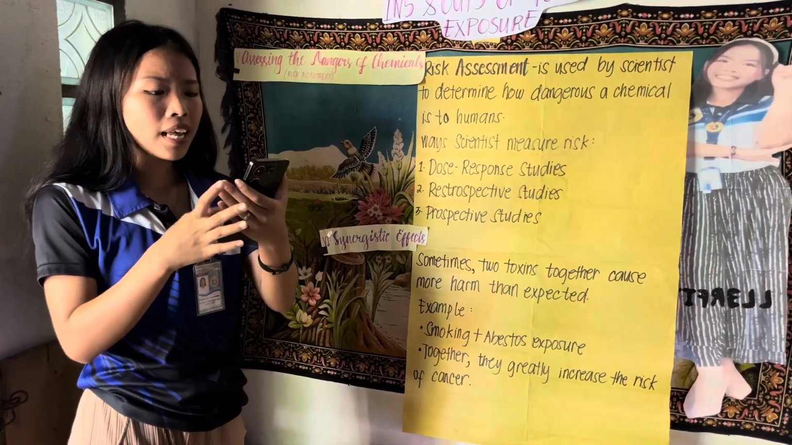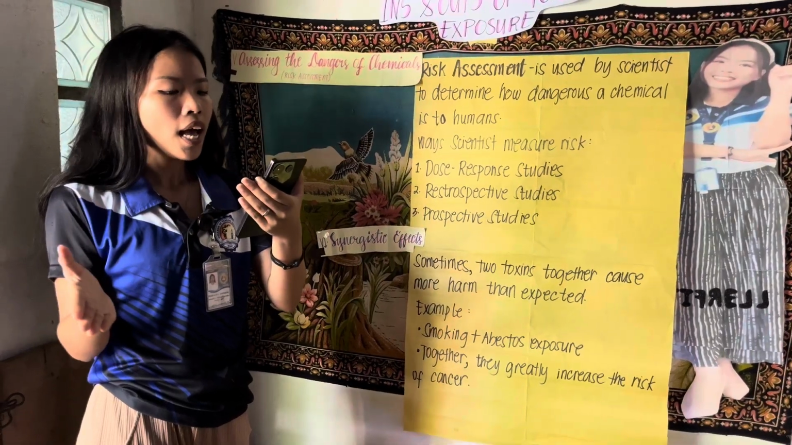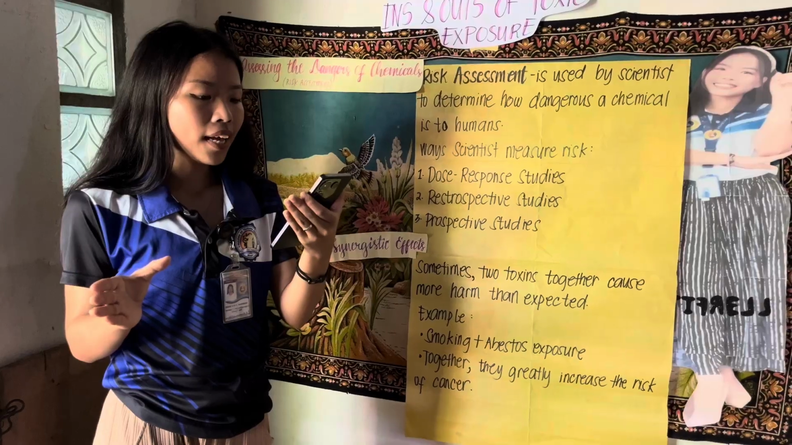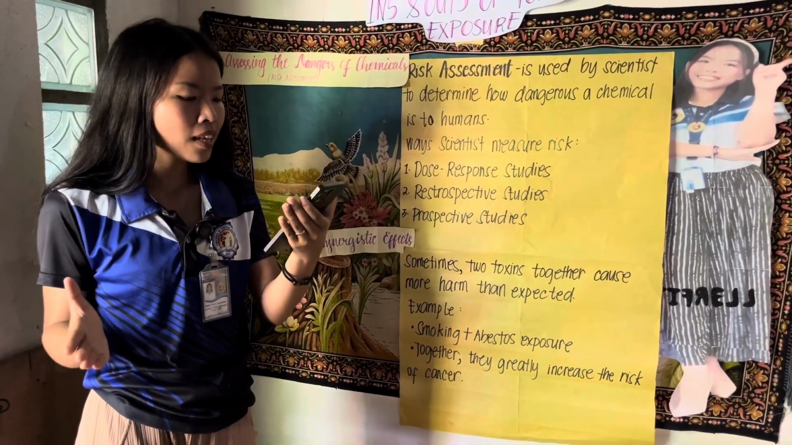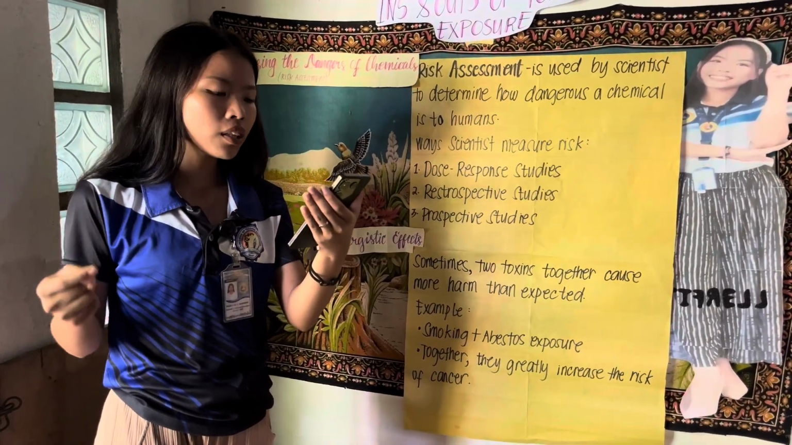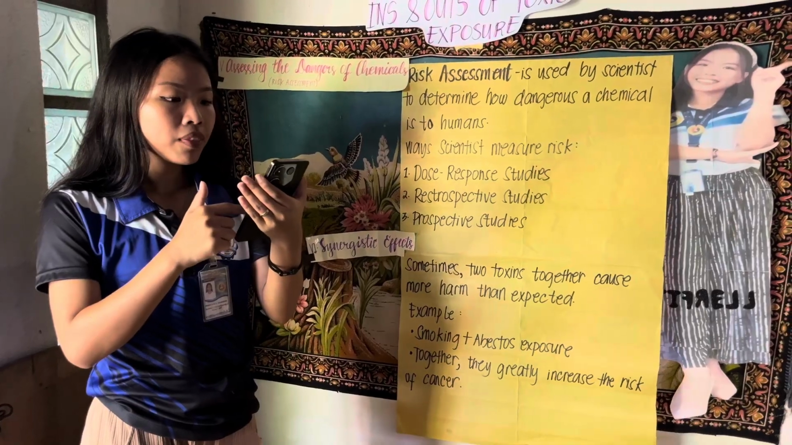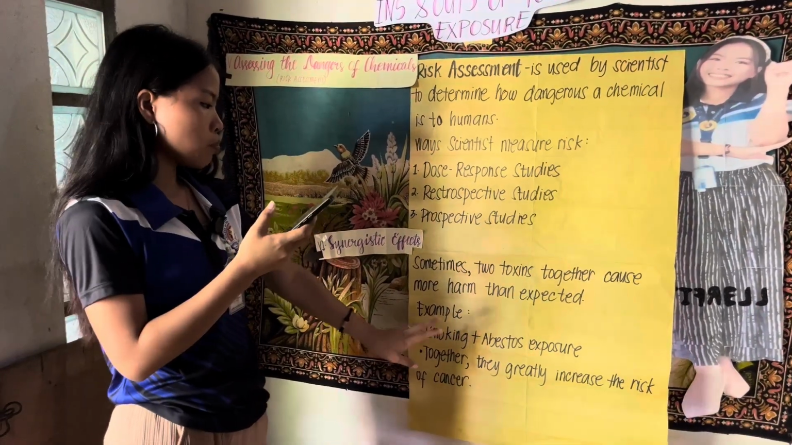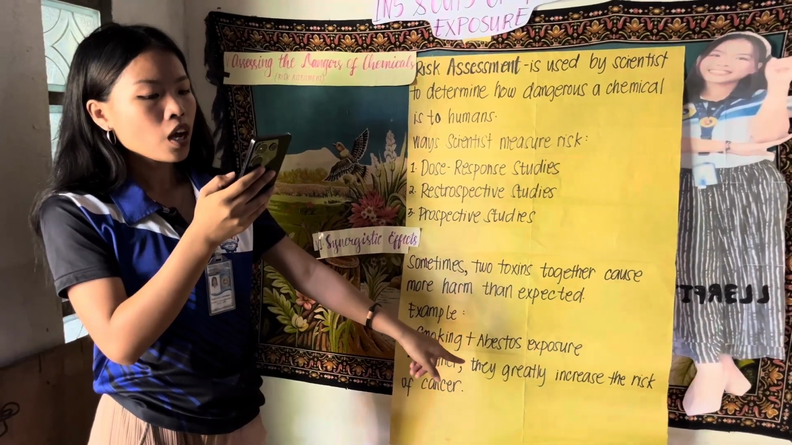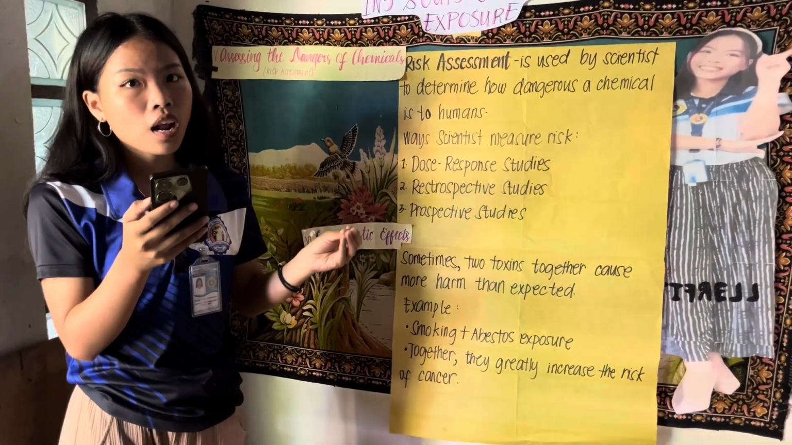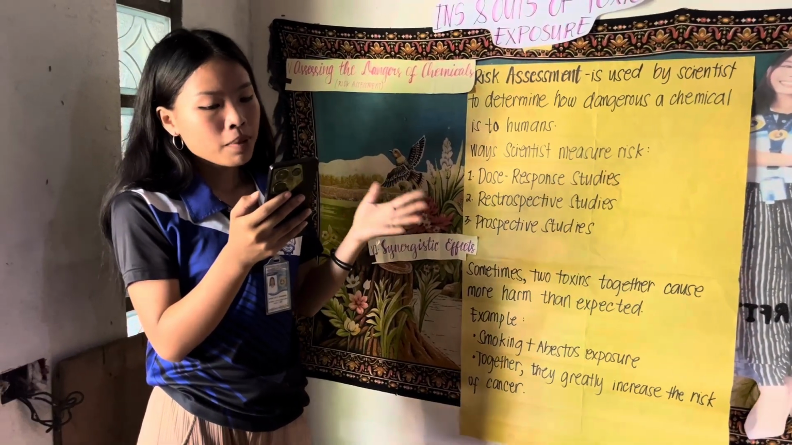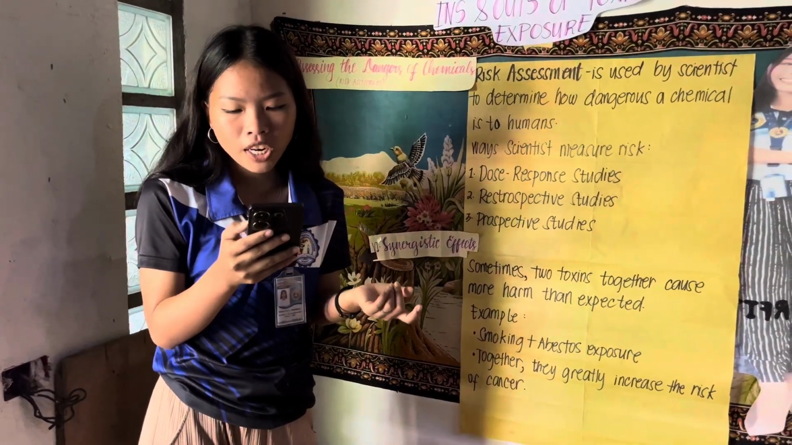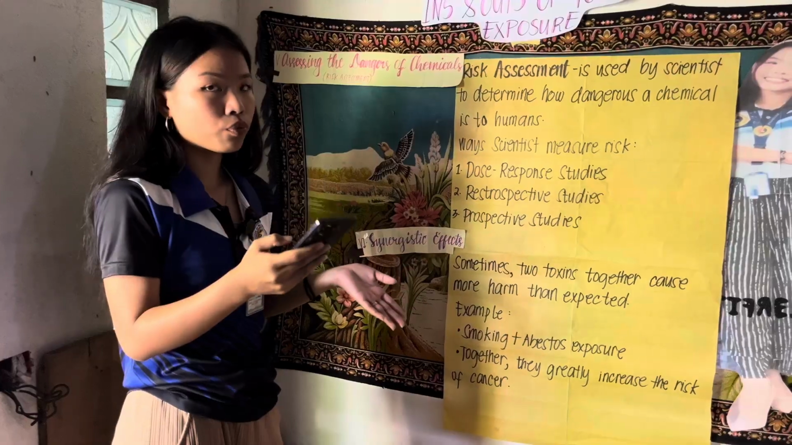So how do synergistic effects work? Each toxin damages the body in a different way. When combined, they weaken the body's defenses and the body becomes more vulnerable to serious diseases. So, the example is again smoking plus asbestos exposure. Smoking weakens the lung. We all know that. Asbestos fibers cause more damage. So, cancer risk becomes much higher than either exposure alone.